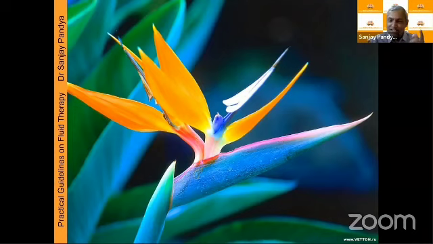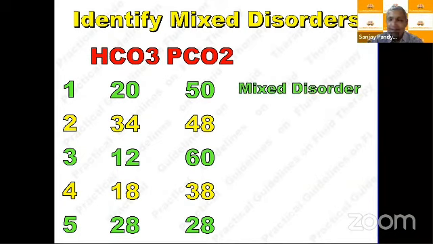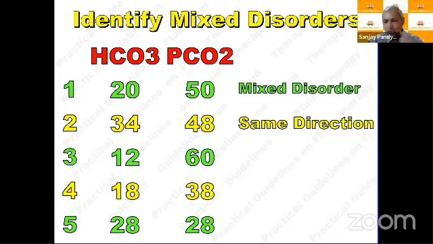And therefore we have an exercise. You have to just say whether it is mixed disorder or same direction. Now it's going to be your time. 20 and 50. Mixed disorder. Yes, it is mixed disorder. 34 and 48. Same direction or mixed disorder? Same direction. Yes, same direction. 12 and 60. Mixed disorder. Yes, it is mixed disorder because they are in opposite direction.